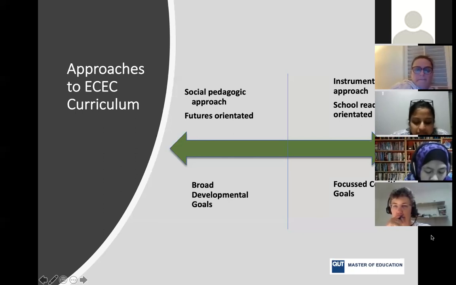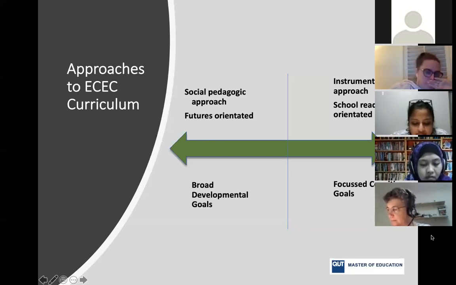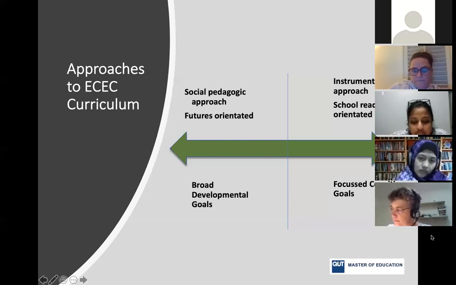So at the other end of the spectrum, or the continuum, is a more instrumentalist approach. So we're looking more, I guess, in terms of a Piagetian perspective. So this one is, I guess, right down the end of the continuum, focused more on school readiness. So this is where the focus will be on learners acquiring specific skills and subject content. So this is to prepare them for entering primary school. So we find that this is the focus that parents prefer.